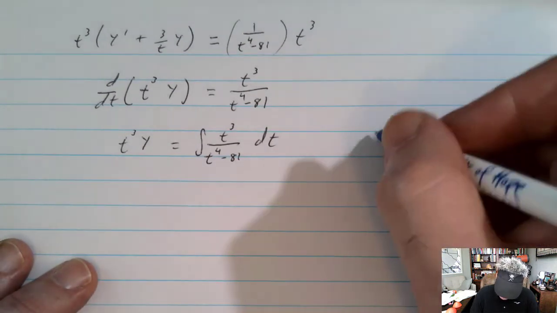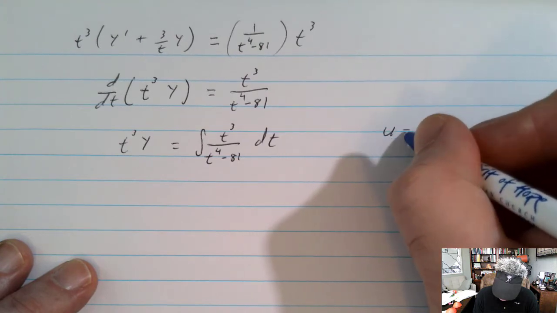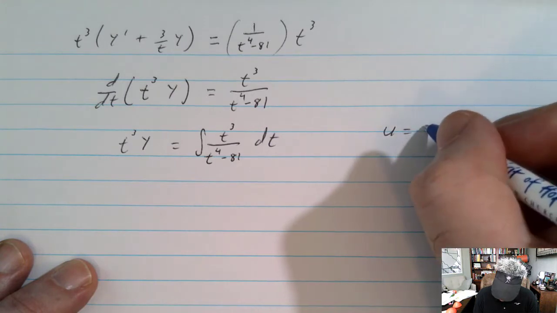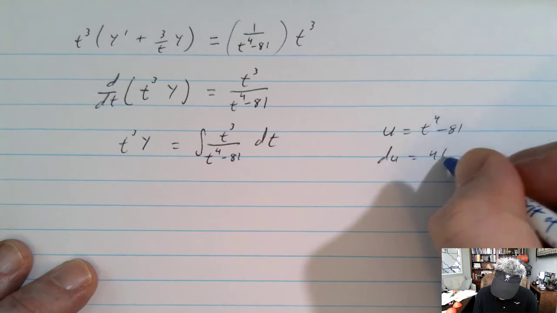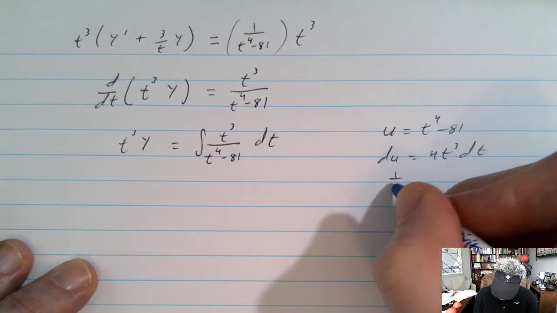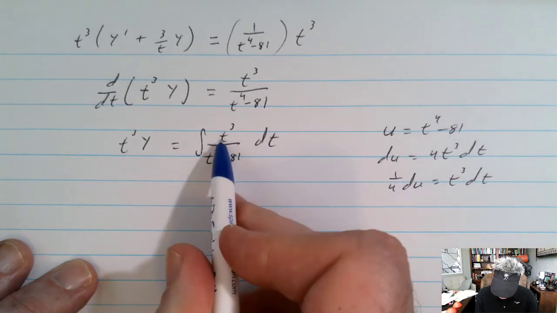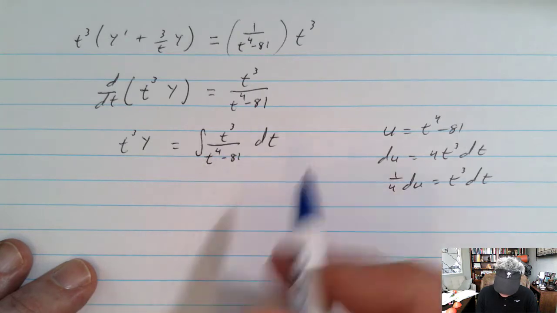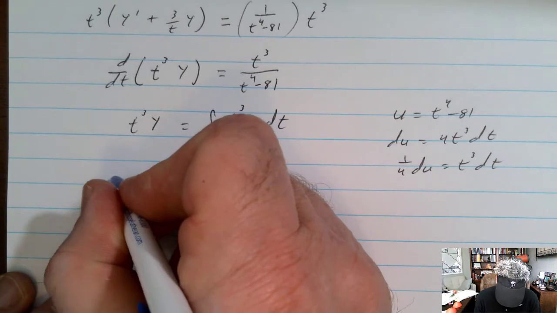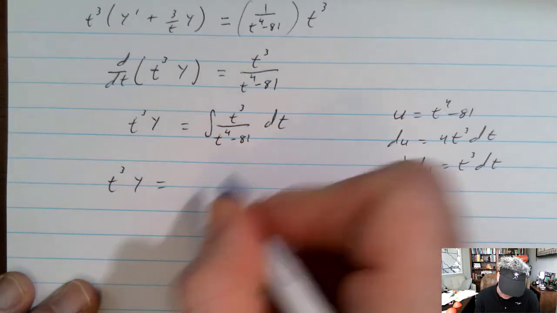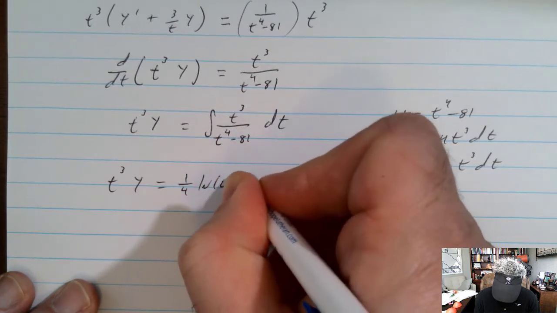And maybe a little bit of sketch of what we would do. Substitution, say if we let u equal the denominator, then du would be 4t cubed dt, or 1/4 du would be t cubed dt. Kind of have a t cubed dt there, so this would be a 1/4 log u. So t cubed y, maybe I'll put it, kind of mix them up a little bit here. So we'd have a 1/4 log u plus c.